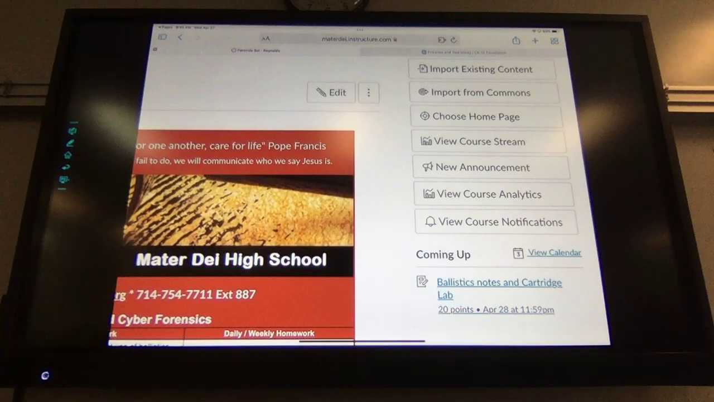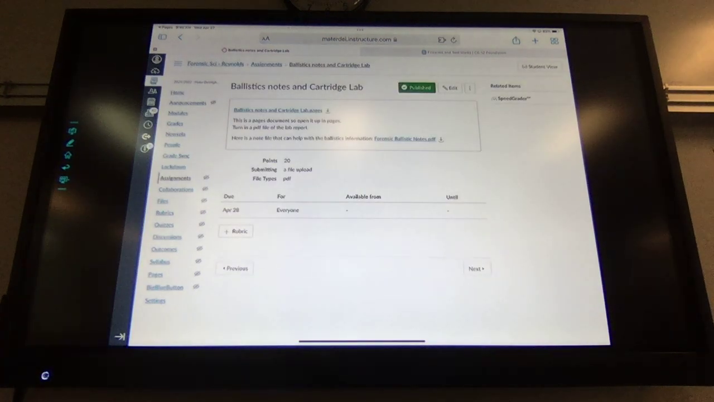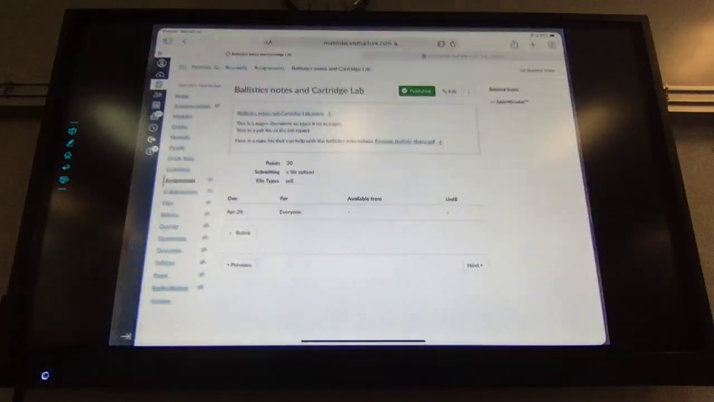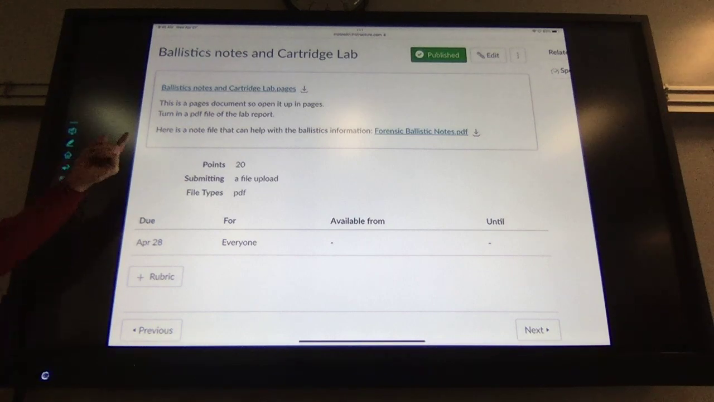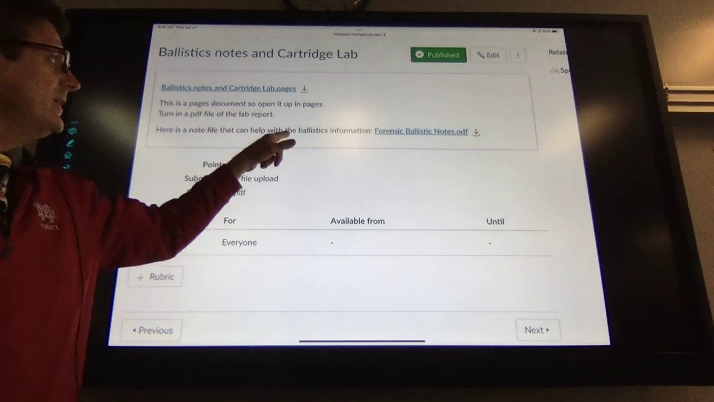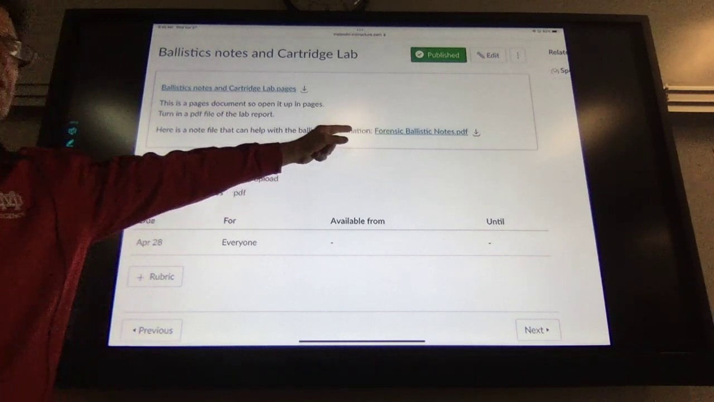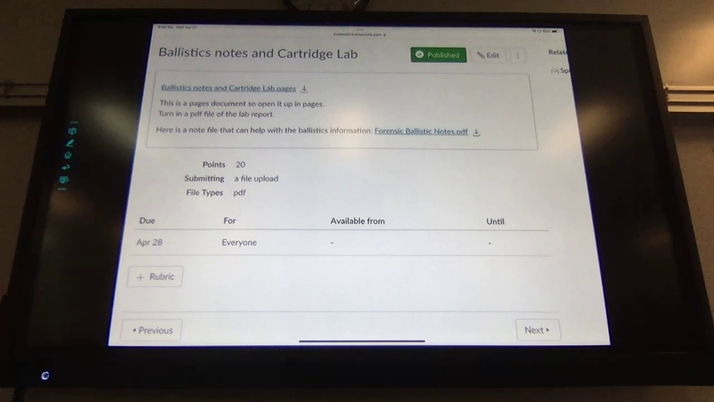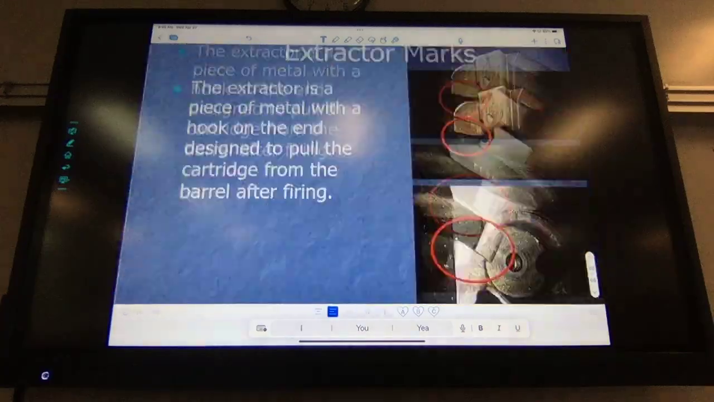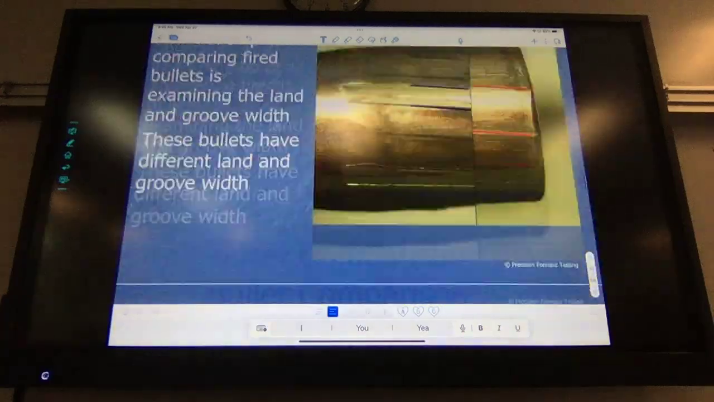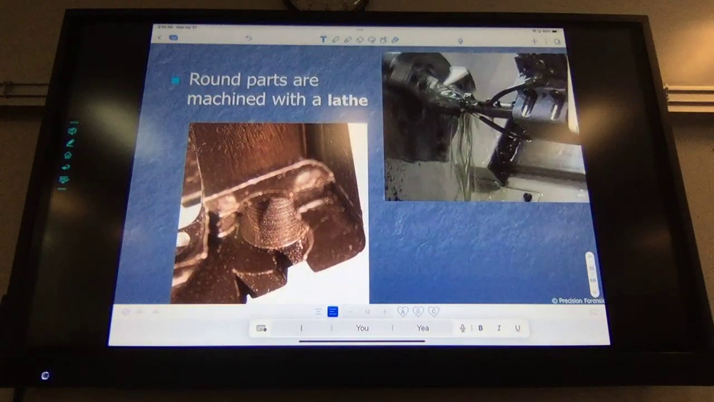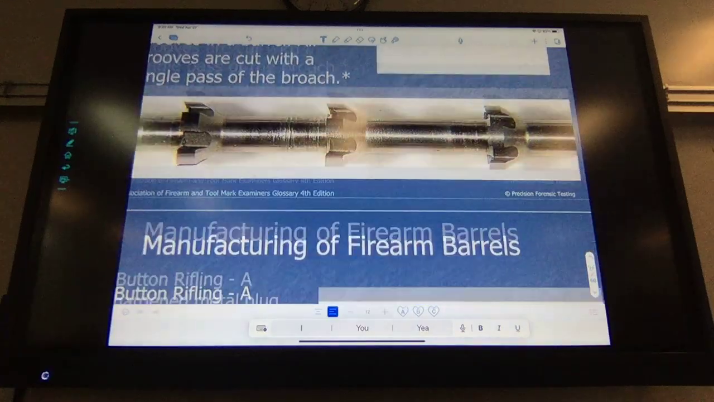All right, so we're almost done. Over here at Canvas, it says right here, you opened up this one as you are writing on it, but there's another file that can help you with your ballistics information. So I'm going to open this up, and I already have it over here at Notability, and I combined the two, but don't turn in all of these. It would be too big of a file. I combined it.